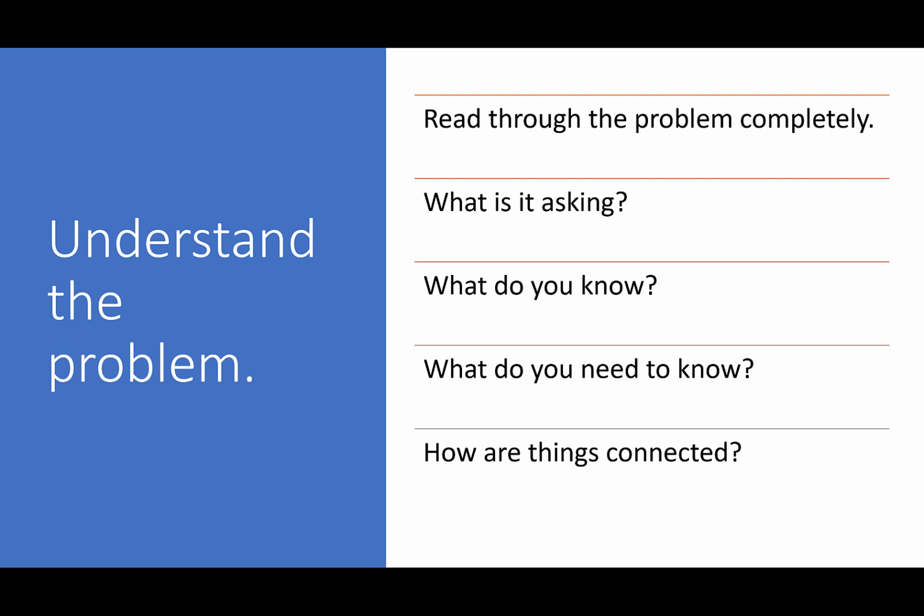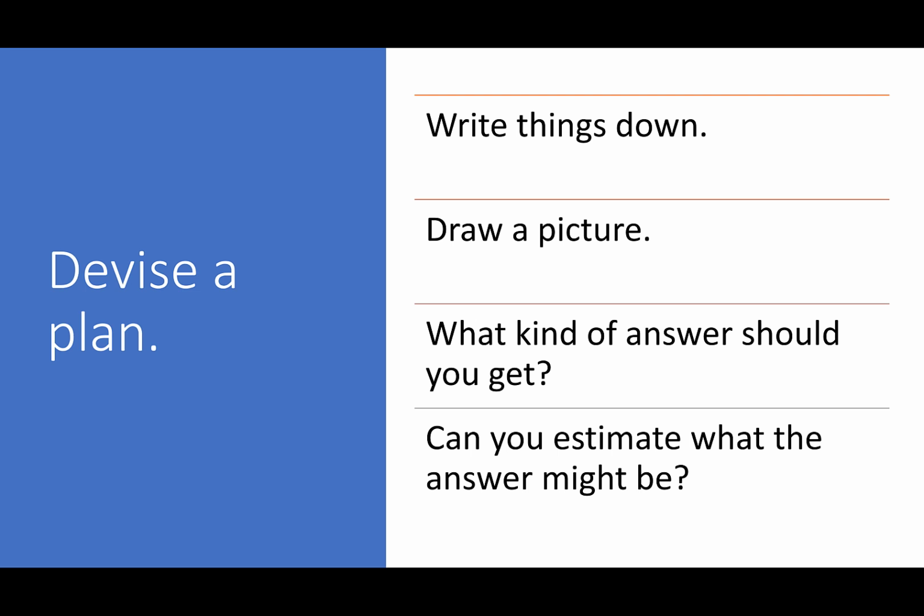Understanding the problem means we need to read through the problem completely and figure out what it is asking us. What do we know? What do we need to know? How are those things connected? Then we devise a plan. So we want to write things down, maybe draw a picture, think about what kind of answers we should get, and also try to estimate what the answer might be.